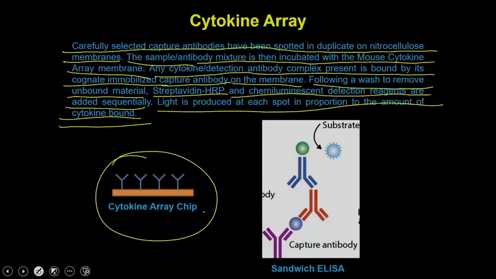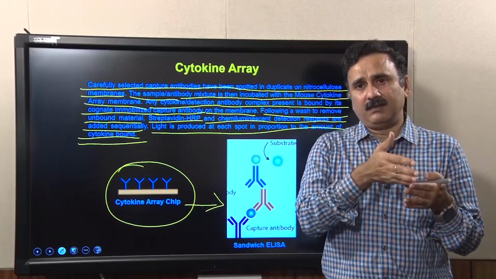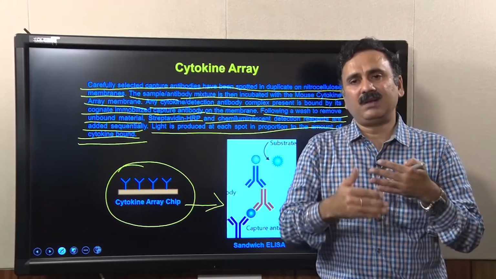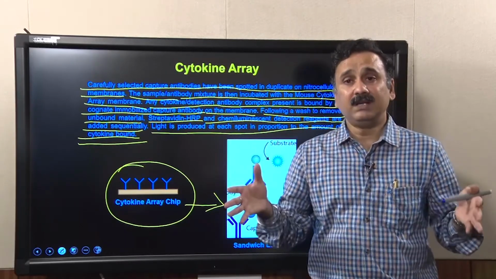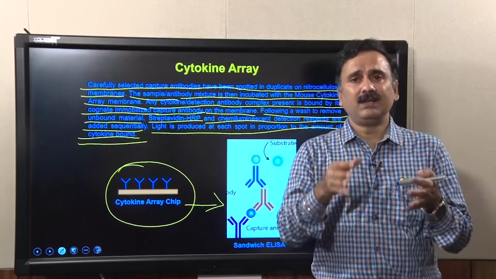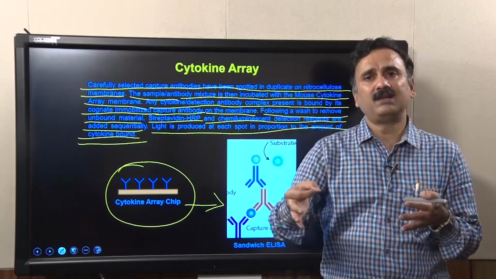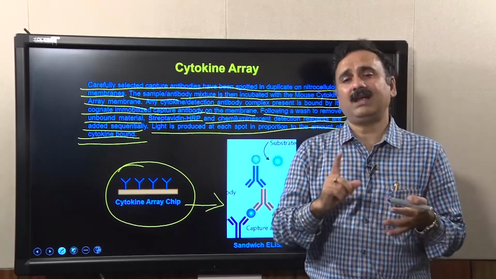The idea of doing a cytokine array is very similar to the sandwich ELISA, except that in this case you are using different antibodies. It is just like performing 40 or 50 ELISA reactions at the same time, but the antibodies are immobilized onto the nitrocellulose membrane, and you are using 2 antibodies just like in a sandwich ELISA.